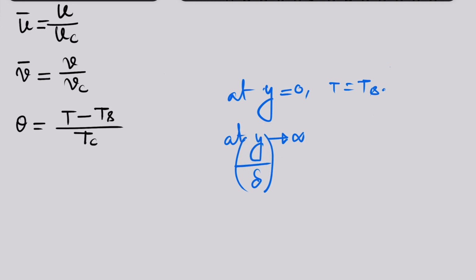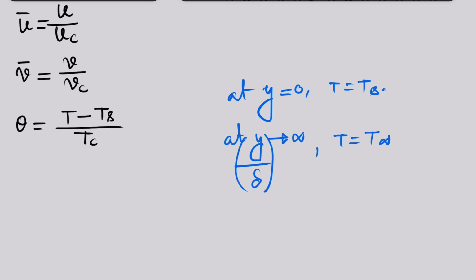So if I say that my y is tending to infinity, then I am going much beyond the heated layer. But if I am saying that my y by delta is tending to infinity, then I am inside my boundary layer, but still at this kind of region, inside my boundary layer but still much away from the wall. So these things are very subtle. So at y by delta tends to infinity, I will have my T equal to T infinity, right?